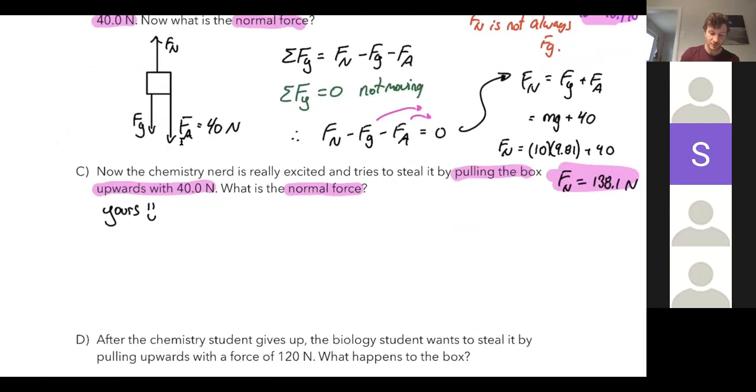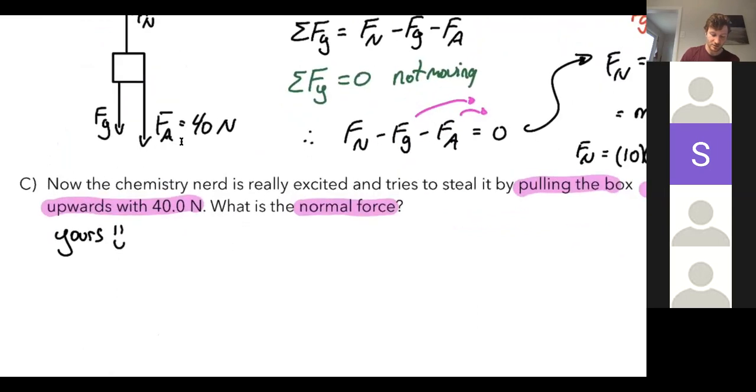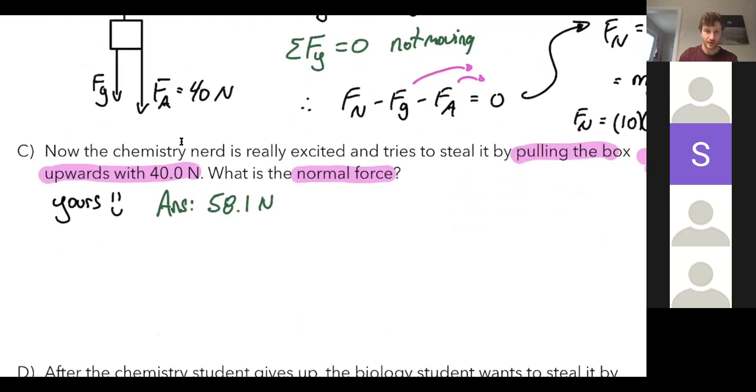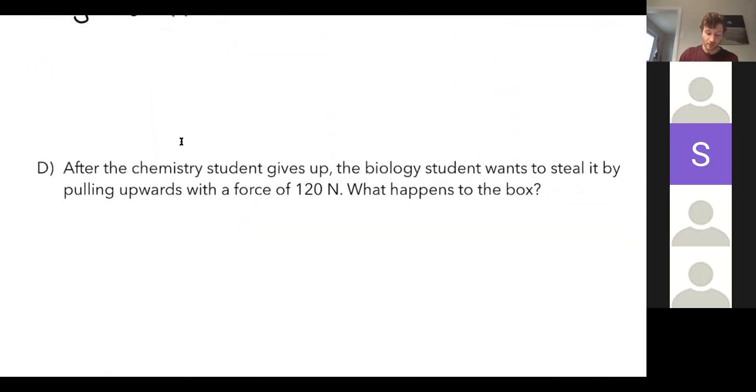Just for a fun fact, the answer is 58.1 newtons. The normal force is decreasing because they're pulling it up, but since there's still a normal force, it's still not moving. We're going to do this part D together.